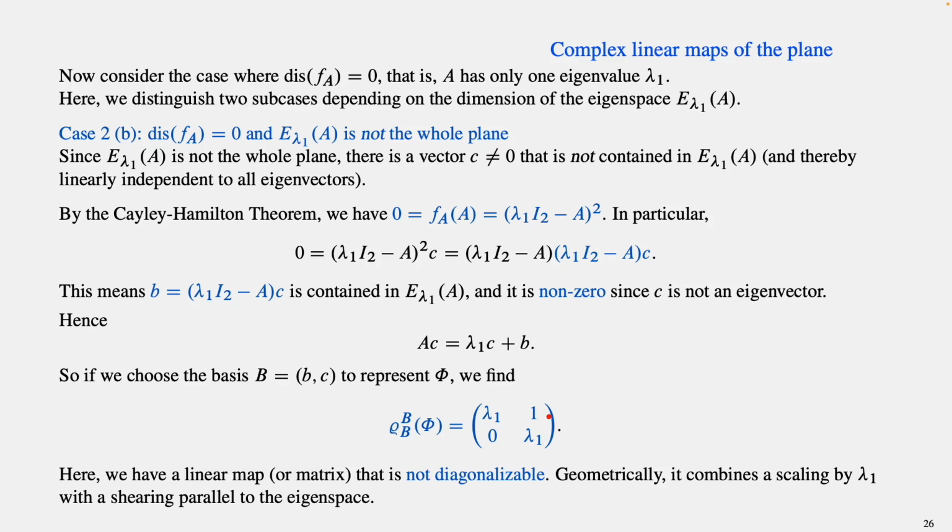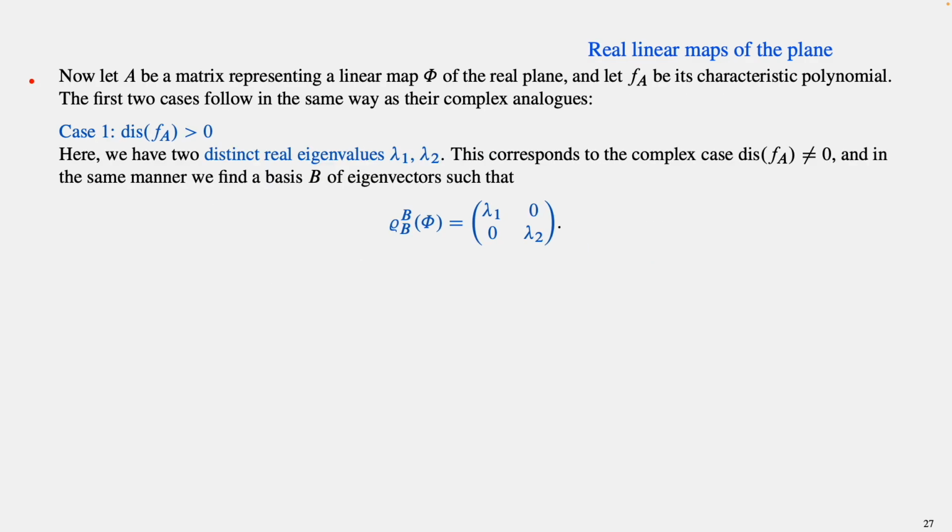And this is in fact a linear map or a matrix that is not diagonalizable. So before we had diagonalizable matrices, but here we have an example of a matrix that you cannot diagonalize. Geometrically, what this means is that you have a scaling lambda 1, lambda 2 along the axis given by these two vectors here, but combined with a shearing that is parallel to the eigenspace that goes through B.